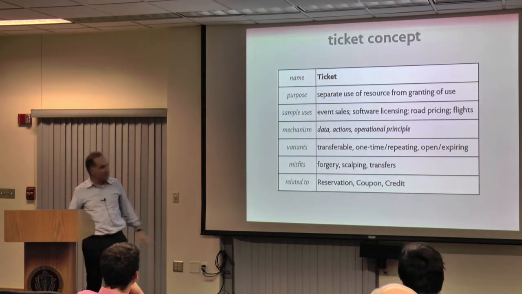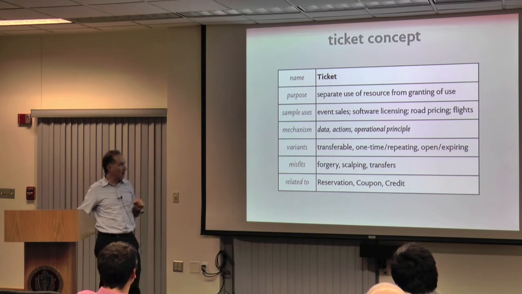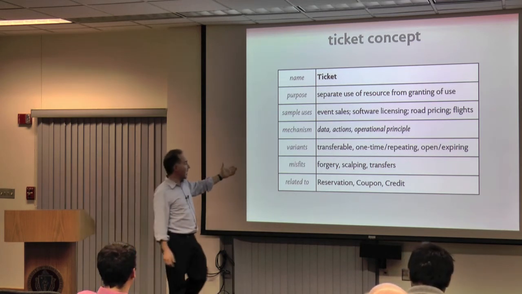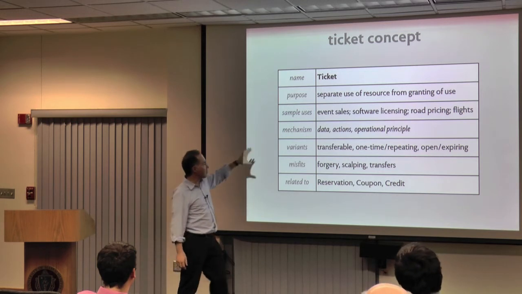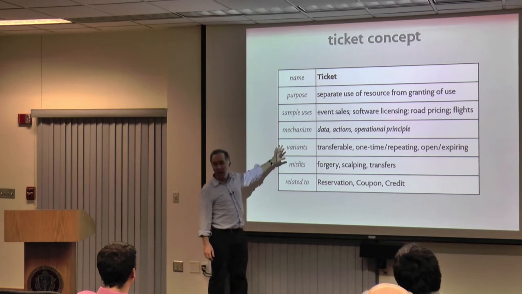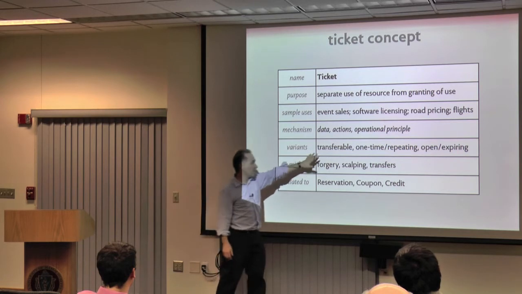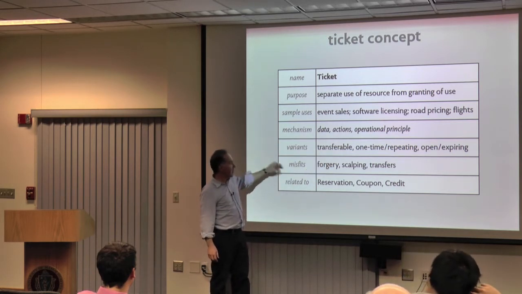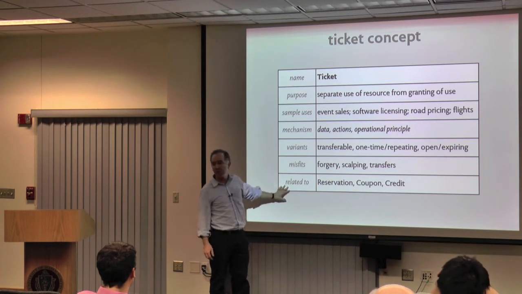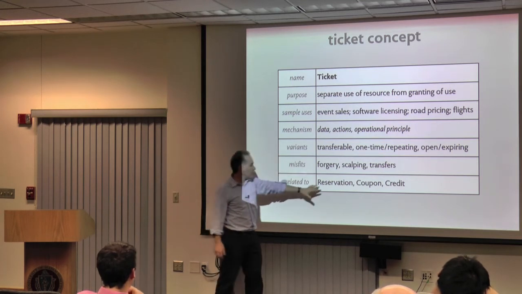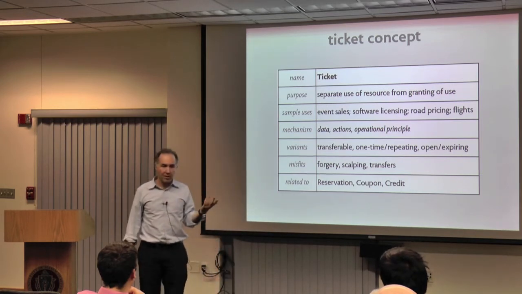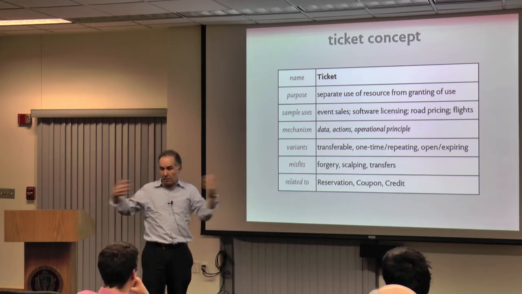So to summarize, the ticket concept is made up from all these parts. And I'm building basically a catalog of reusable concepts that includes not only these parts, but also a section on variants. So we might have tickets that are transferable, repeating, and so on. Sample uses, known misfits, and relationships to other concepts. So for example, the concept of ticket is related clearly to the notion of a reservation, which is another well-used concept. And sometimes they're combined.